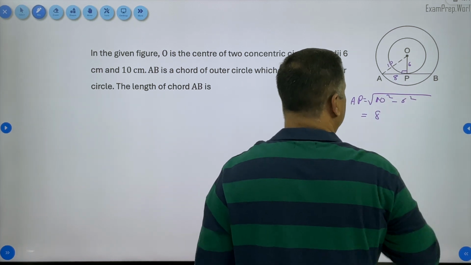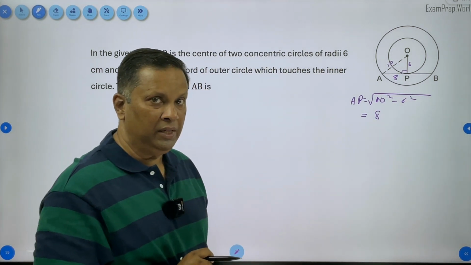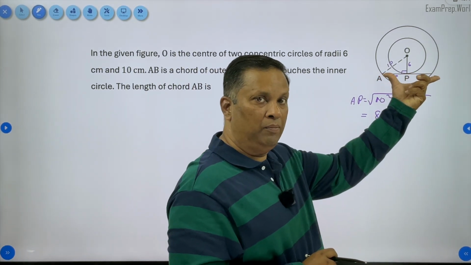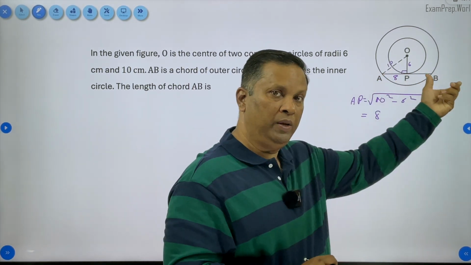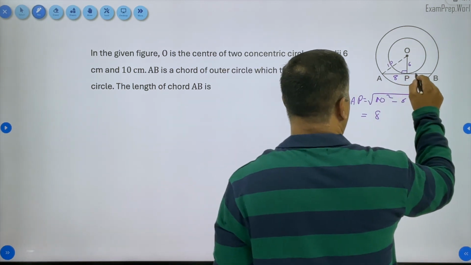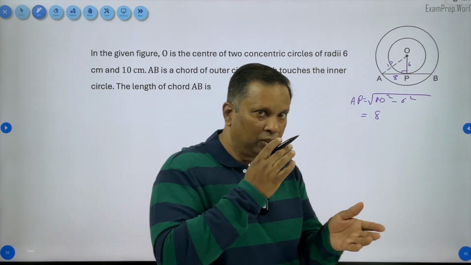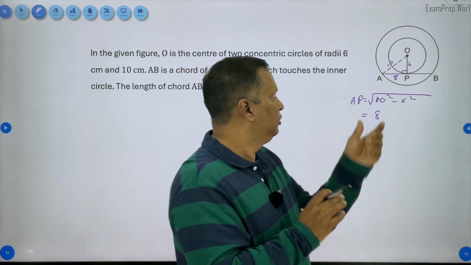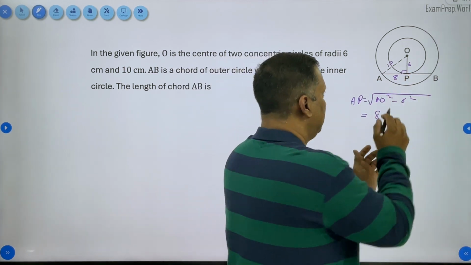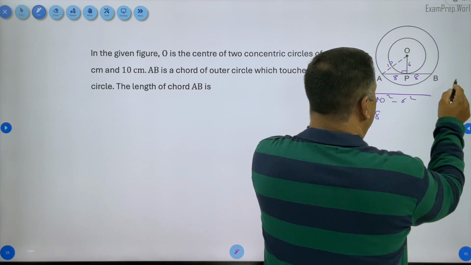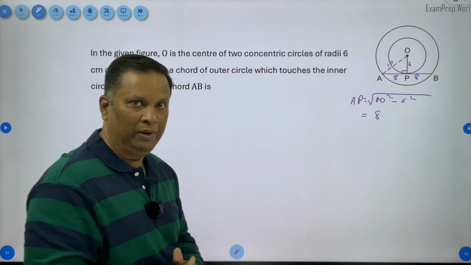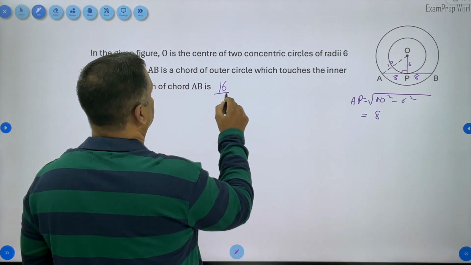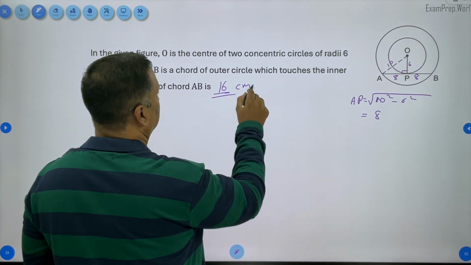So AP is 8. If AP is 8, the radius divides the chord in two equal parts. AP is equal to PB. That is another circle theorem. A radius divides the chord, when it is touching at 90 degrees, in two equal parts. So AP equals PB. So this is 8, this is also 8. So what is the length of chord AB? 8 plus 8, 16. Right? So it is 16 centimeter.